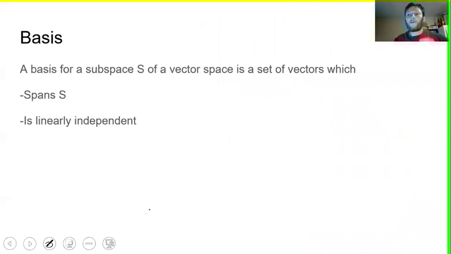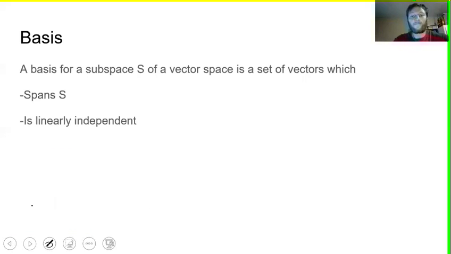So now that we have the concepts of linear independence and spanning, we have the concept of basis, because a basis for a subspace of a vector space is just a set of vectors which spans that set and is linearly independent. The fact that it spans S means that any vector in that subspace can be written as a linear combination of vectors from the basis. And the fact that it's linearly independent means that it's the minimal number of vectors that can do that.